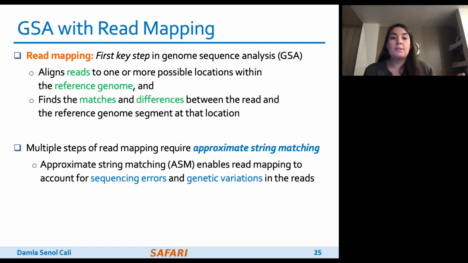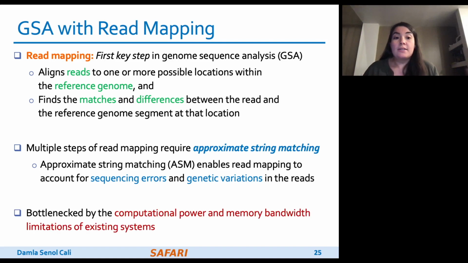And as I showed, multiple steps of read mapping must account for the sequencing errors, as I explained at the very beginning. So in short reads, we have a lower percentage of these sequencing errors, but when we move to long reads, we are dealing with 5 to 10% of sequencing errors. And also we have differences caused by genetic variations. So as you can imagine, all of us have different genomes. Yes, they share a large portion of common sequences, but we all have genetic variations which cause differences in our genome sequences. So as a result, read mapping must perform approximate string matching, or ASM, in order to account for these differences and sequencing errors. However, it is one of the main contributors of the bottleneck that we identified, which is computational power and memory bandwidth limitations of existing systems.